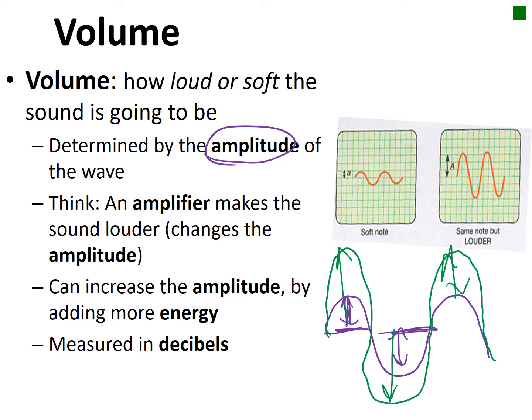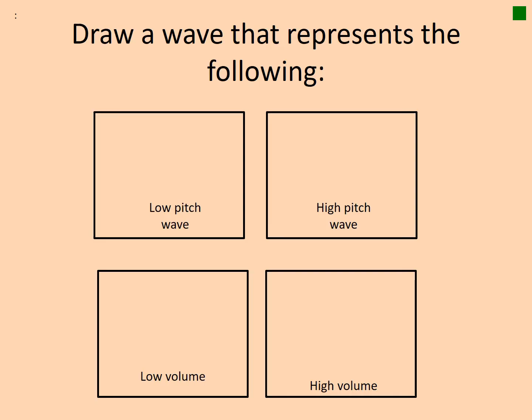Also, one way you can remember it is an amplifier. If you ever have an amplifier, what does it do? It changes the loudness. So what are you doing? You're changing the amplitude. Notice that those go together. And it can increase. All you're doing is basically adding energy to it, so you're adding energy to make these troughs and crests higher. And what do we measure it in? We measure it in decibels. And decibels are a little goofy, which we'll get into in a minute.